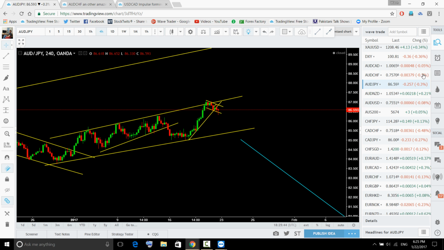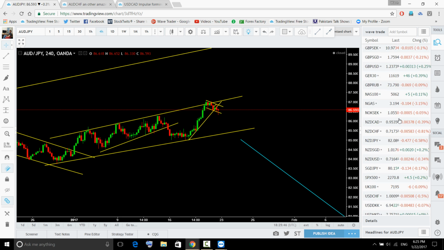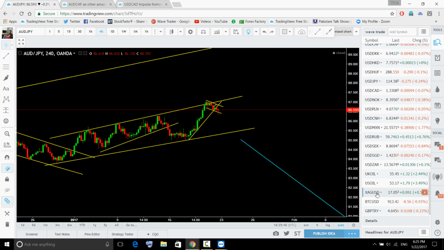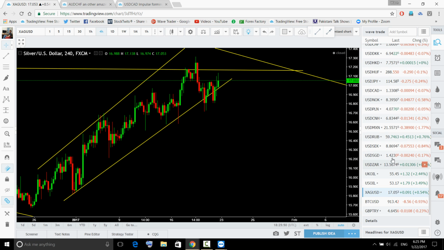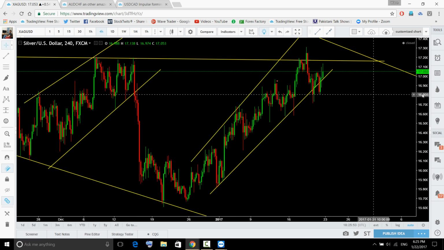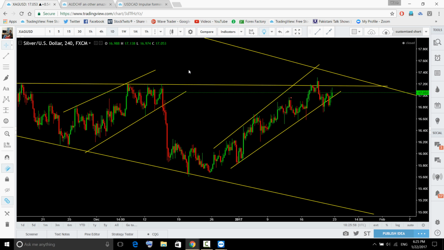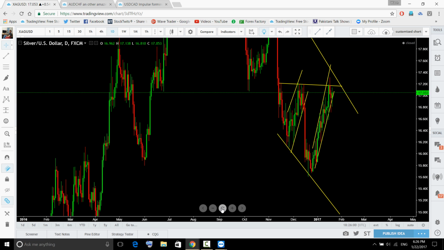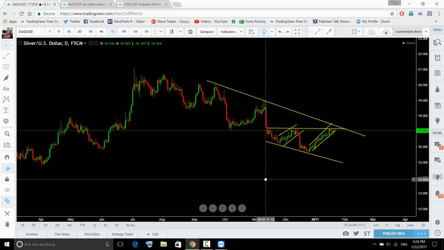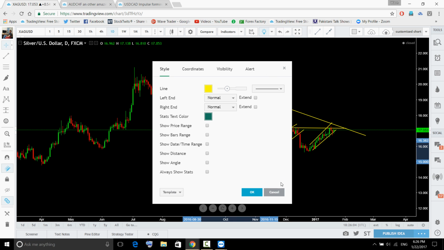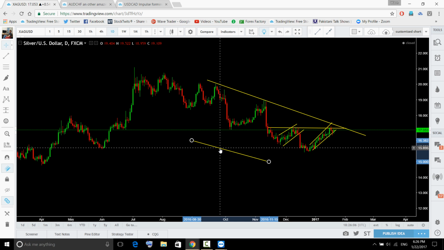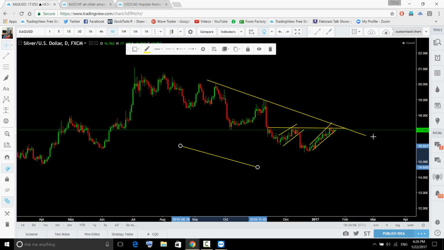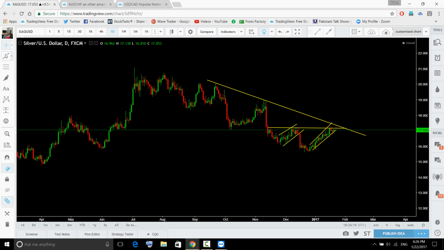So you are talking about the silver. Yeah, so we can see the silver forming a corrective up move.